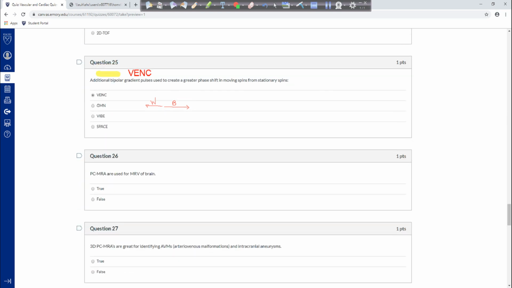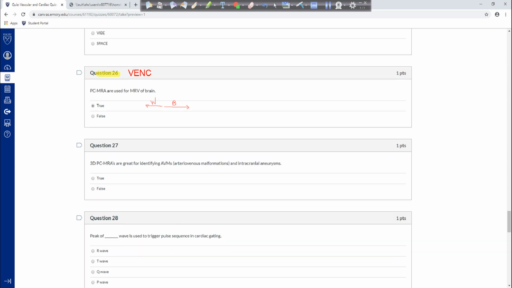PC MRA is used for MRV of the brain. That's true. MRV of the brain is really looking at the superior sagittal sinus, the transverse sinus, and those jugular veins going down. 3D PC MRAs are great for identifying arteriovenous malformations. That's true. Because blood flow is going in all different directions in those arteriovenous malformations. That's where the arteries and the veins are meeting, and the blood flow twists and turns and goes all different directions.